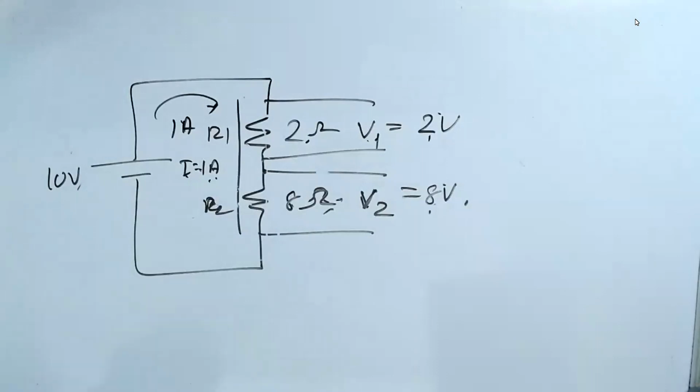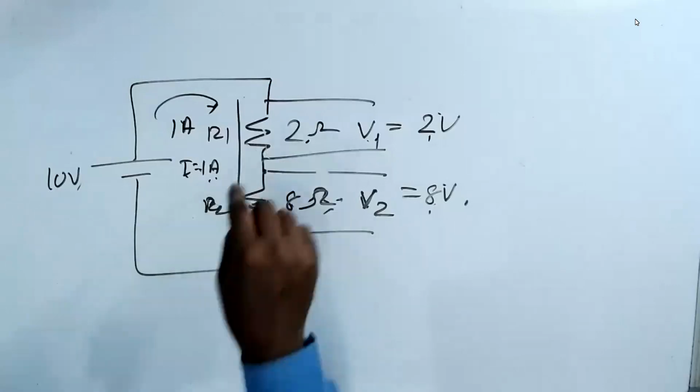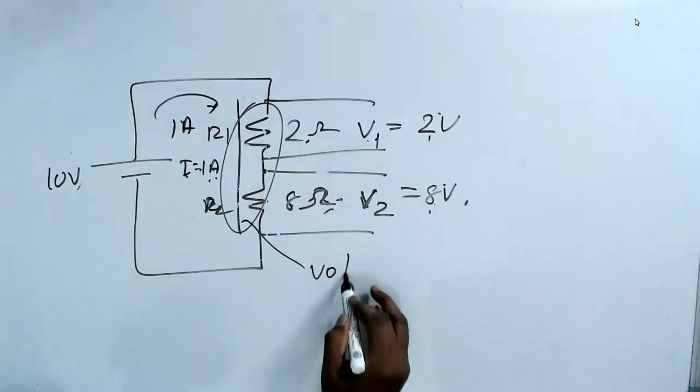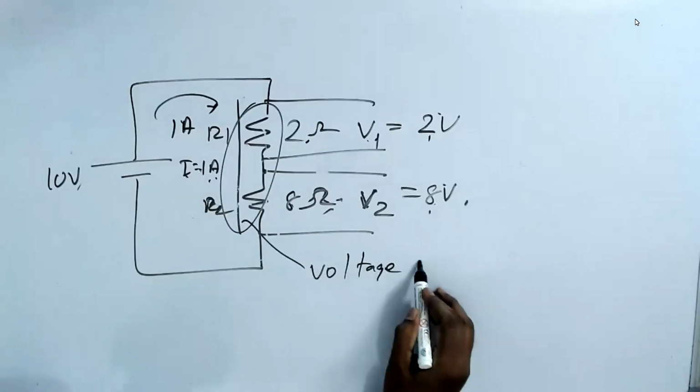Sir, can we conclude that if the values of both resistors are the same, then the voltage will also be the same in the case of series? Correct. It gets divided equally. This circuit is called a voltage divider.